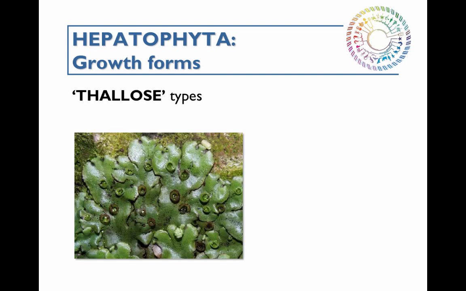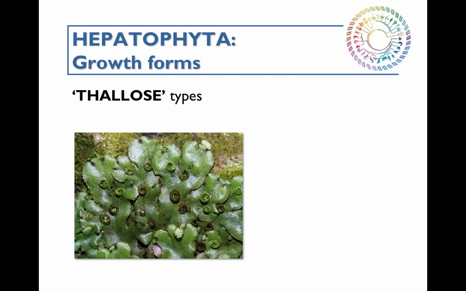There are two main growth forms within the hepatophyta. The most common one are described as being thallose types. So these are flat, plate-like plants growing over the substrate, growing over the soil or over rocks. And this photograph is viewed from above.